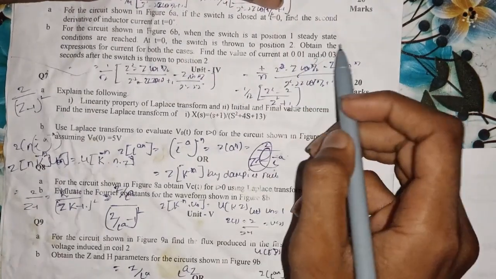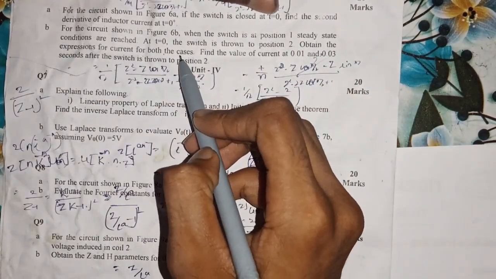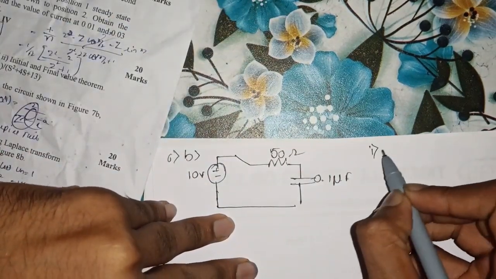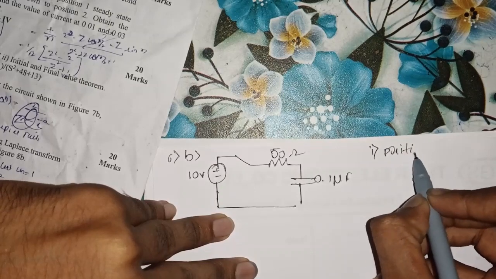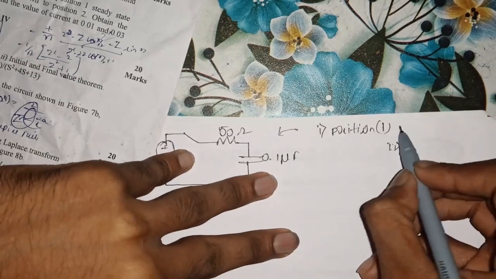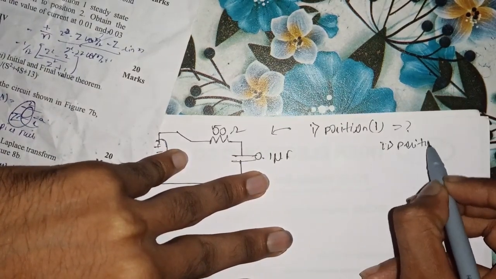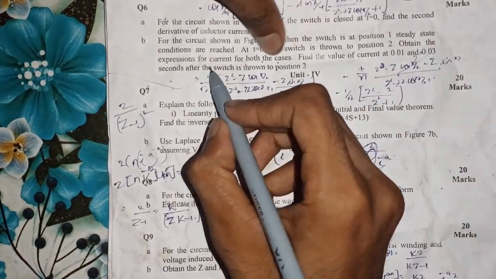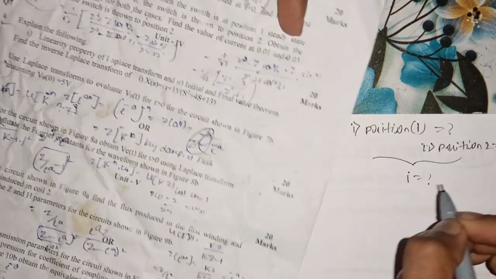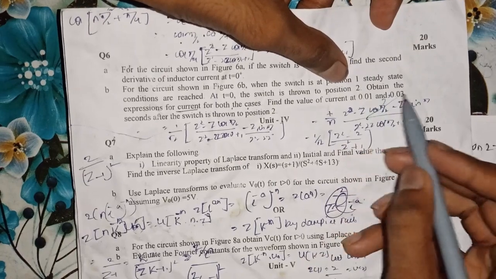The question statement further goes like: obtain the expressions for current for both the cases. There are two cases: case 1, position 1, which is this case, and the second case, position 2. You have to obtain the expression for current, find the values of current in both the cases, and find the value of current at 0.01 and 0.03 seconds after the switch is thrown to position 2.